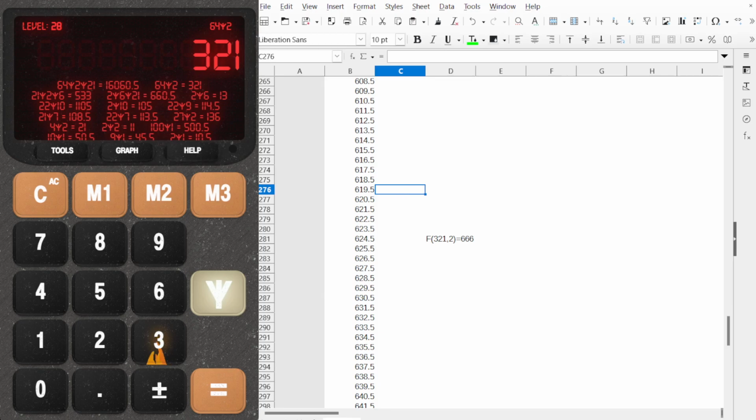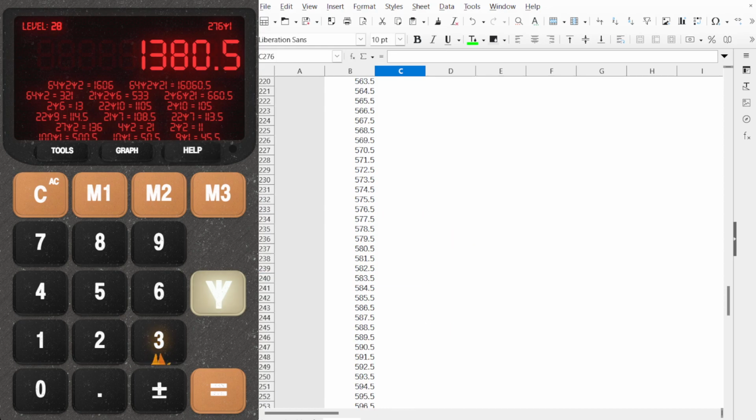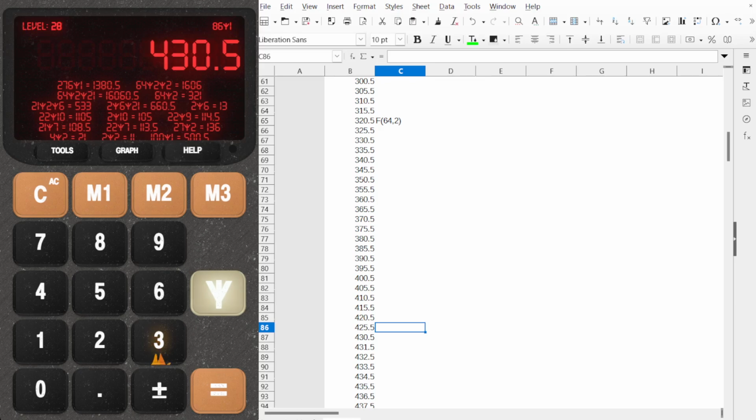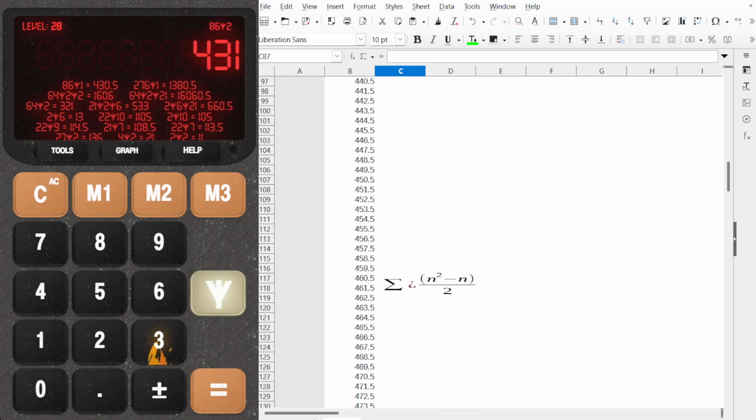So let's check 276 to 1. Yeah, it breaks up as well. So let's check out 231. I can't. Let's check out 86 to 1. 430.5. Okay, I was off by 1. And if I go for 86 to 2, I get 431, so this still works.